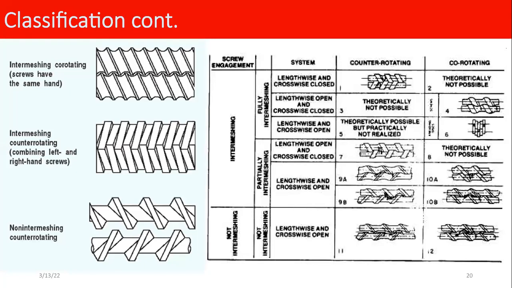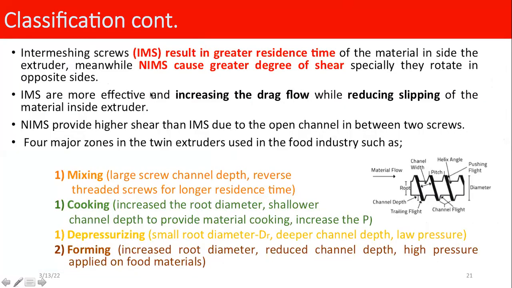You can see intermeshing co-rotating extruders having the same hand. Intermeshing is where one goes inside the other, and it is the same for intermeshing counter rotating. Here you can see non intermeshing counter rotating, right? Non intermeshing means the two are not connected. Counter rotating means they rotate in opposite directions. Here also you can see some pictures and examples. So I hope you can easily understand the differences between these two. Right?